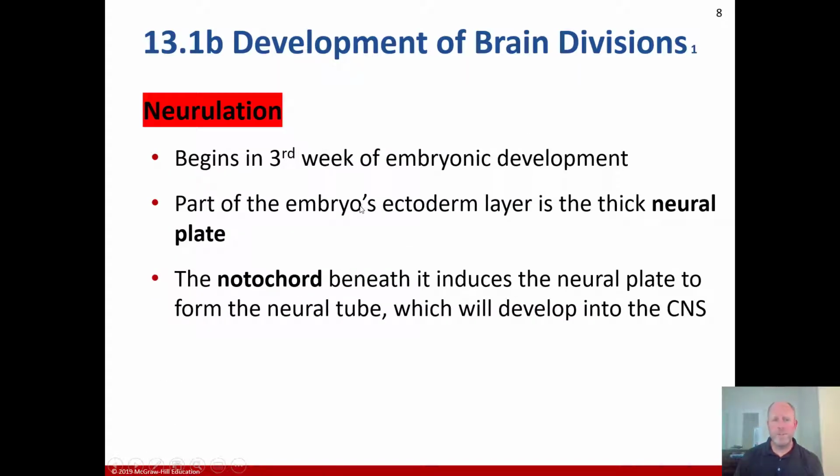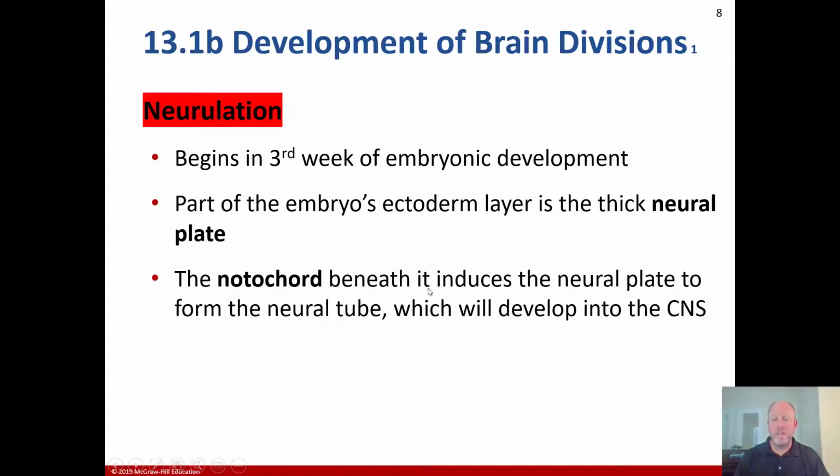And as far as development of brain divisions, neurulation is another thing I'm going to cover very quickly here. You're not going to have to know it for the moment, but it will come into play in later units, probably more so in second semester for content. That said, neurulation begins in the third week of embryonic development. It's part of the embryo's ectoderm layer. It's the thick neural plate.